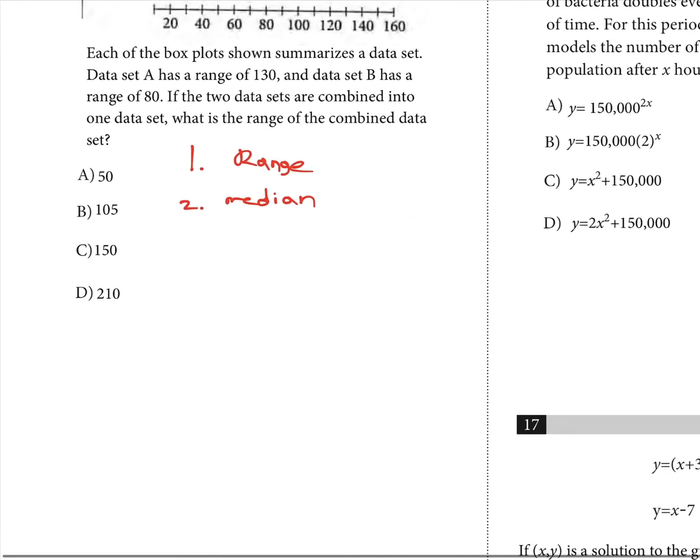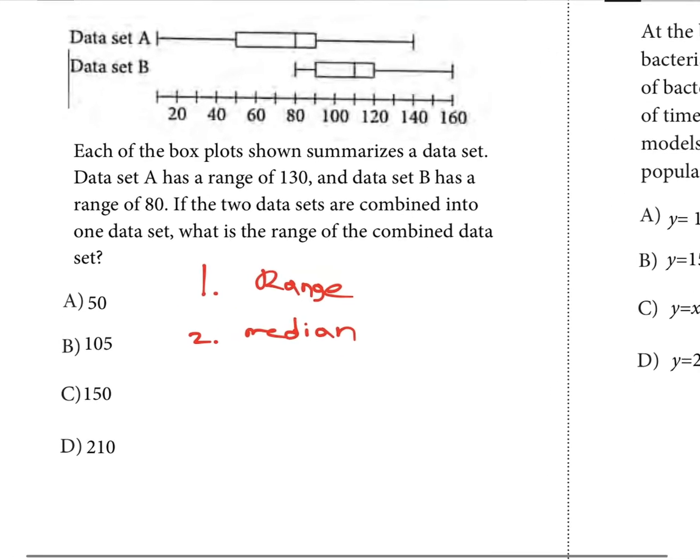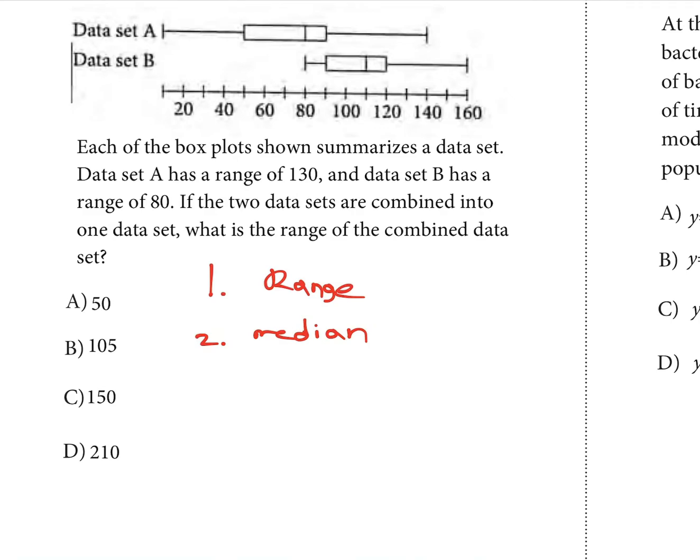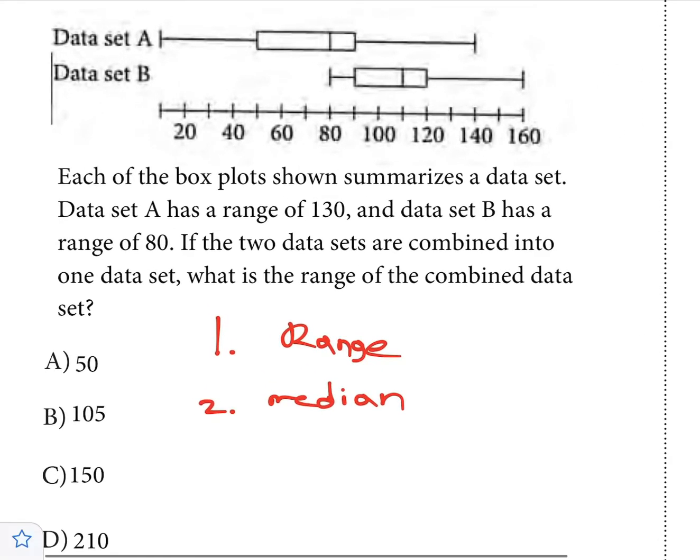So in this question, they're asking us, what is the range of the combined data set if we were to push these two data sets together? If we look at data set A, we can tell that its range is 130 because its highest value is 140 right here, and its lowest value is 10 right here. Similarly, for data set B, we know that its range is 80 because its highest point is 160 right here, and its lowest point is 80 right here.